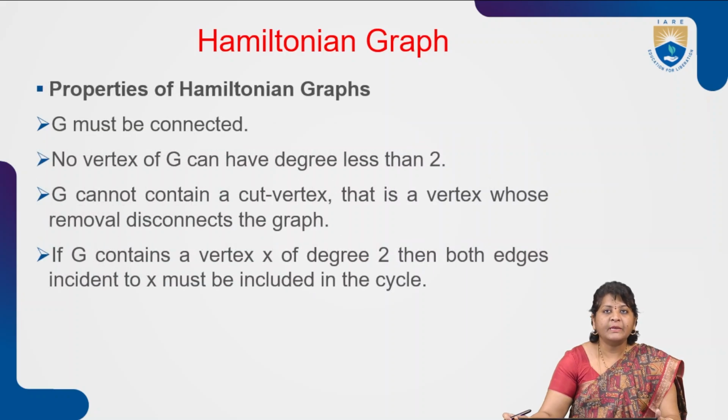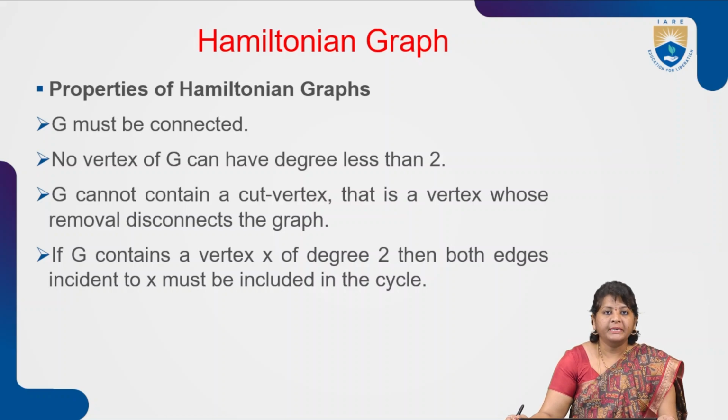Before that, we will see the properties of Hamiltonian graphs. The first point, the graph must be connected. No vertex should be idle or isolated. So all the vertices should be included in the graph. Second one, no vertex of G can have degree less than 2. So each vertex should have at least 2 edges.